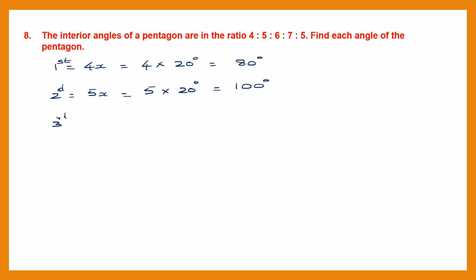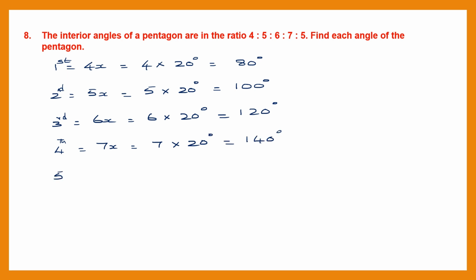Now the third angle is 6x, which is 6 into x, 6 into 20 degrees, which is 120 degrees. The fourth angle is 7x, which is 7 into x, 7 into 20, which is 140 degrees. Now the fifth angle is 5x, which we have already found. Here 5x we found out to be 100 degrees. We can still work it out, which is 5 into 20, which is 100 degrees.